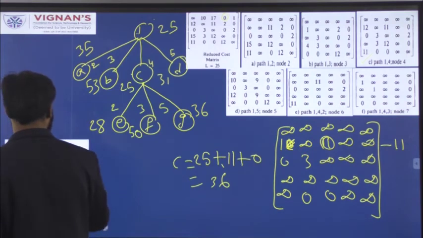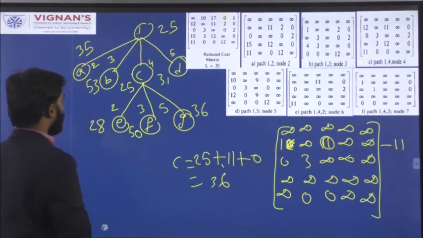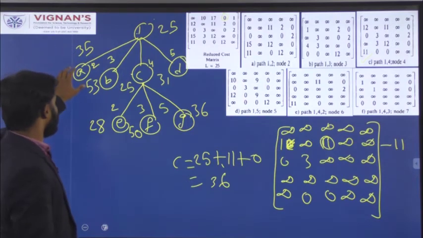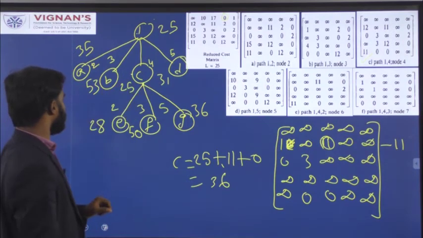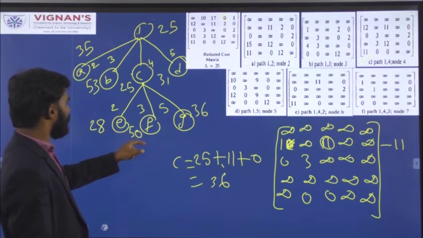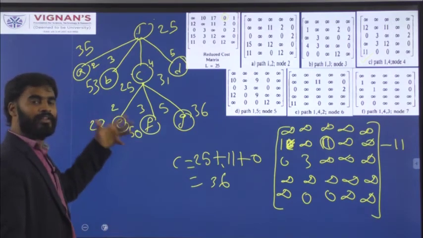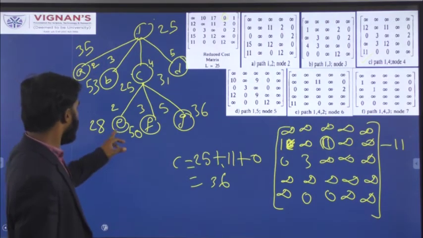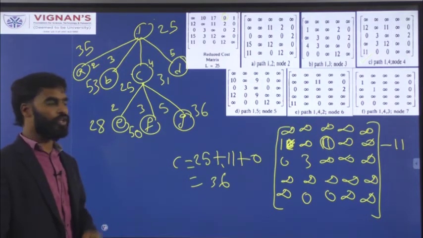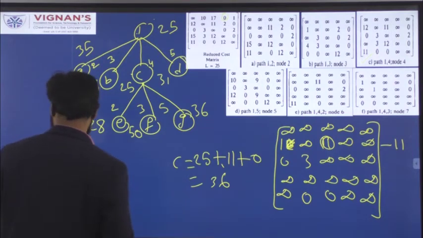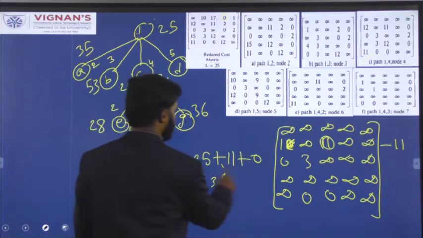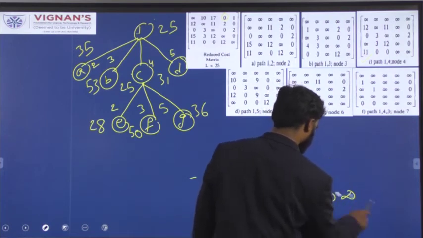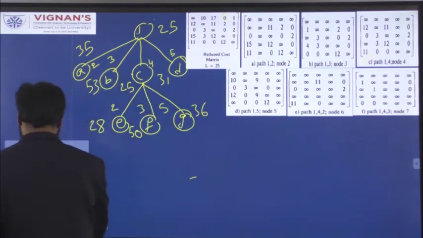Now see among these nodes, A cost is 20, A cost is 35, B is 53, D is 31, E 28, F 50 and G 36. Among these live nodes, you have to choose the node which is having the least cost. So node E is having the least cost, so you have to explore node E. So let's explore node E.